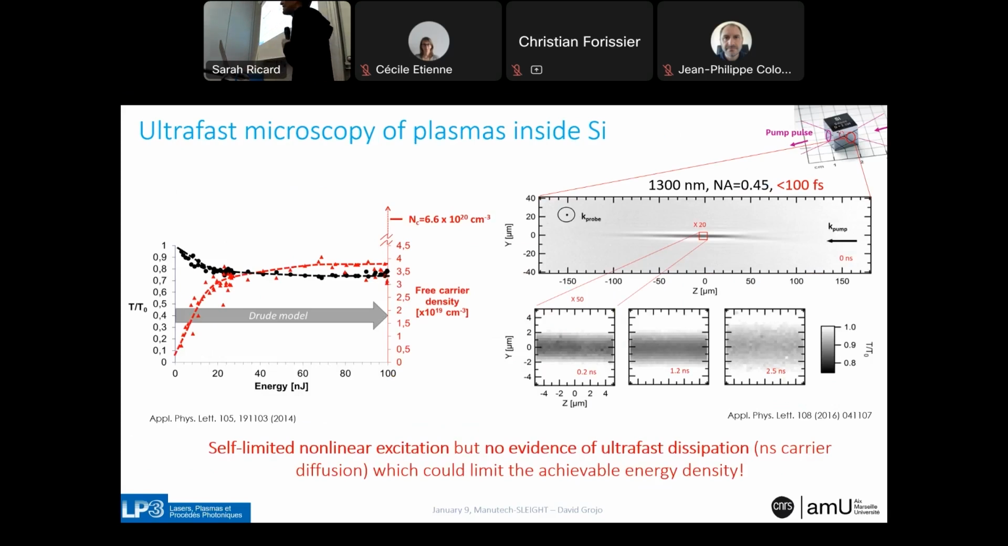In silicon, compared to dielectrics, because of the high mobility of free carriers, you can even observe that as a function of time. So these are snapshots taken at different times at the nanosecond time scale. We see the plasma spread out inside the material. So this is carrier diffusion that is occurring inside the material.